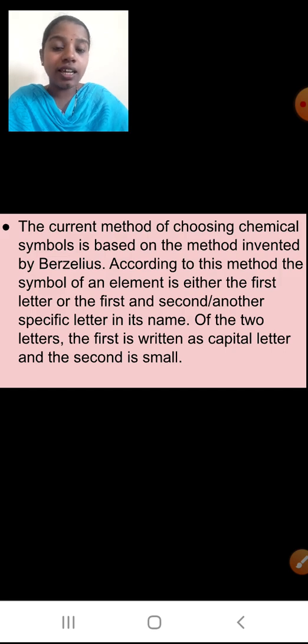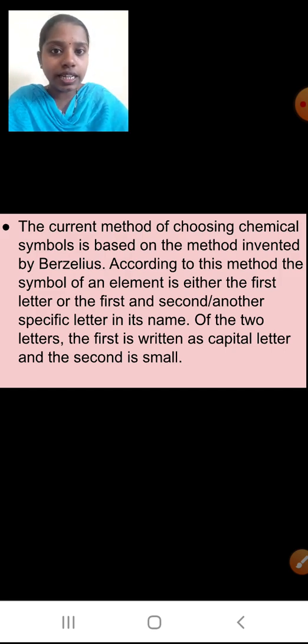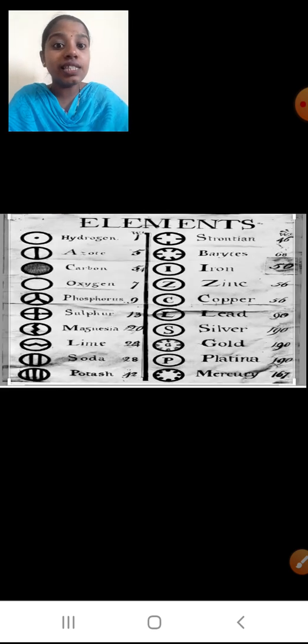If by mistake, in a hurry, you write it in small letter, your element name is wrong. And if we are considering a two letter name, then the first letter should be capital and the second letter should be small. Okay students, now these are the elements.